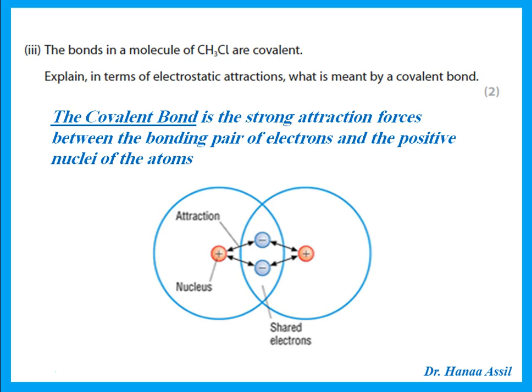So I have two atoms coming together. They're sharing a pair of electrons. But each atom has a positive nucleus. Remember that the nucleus contains protons and neutrons. Protons are positive, neutrons have no charge, so each nucleus is positive. And there is an attraction between each of these nuclei, the positive nucleus of each atom, and the bonding pair of electrons or the shared pair of electrons. This is what we call the covalent bond. Please don't say it's a bond between two nonmetals. That's not the definition of covalent bond.